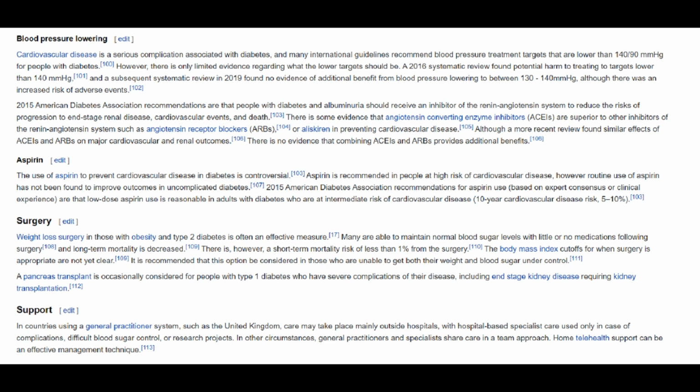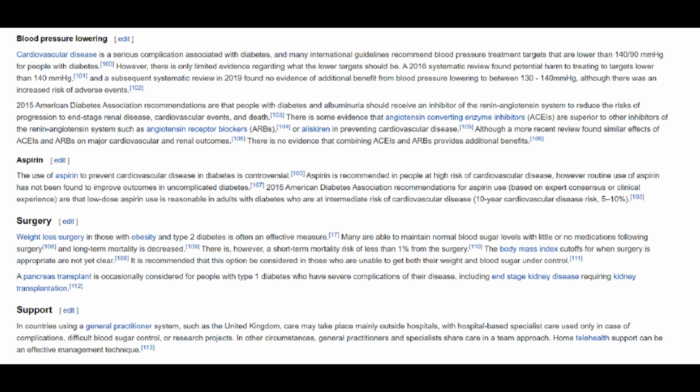Surgery. Weight loss surgery in those with obesity and type 2 diabetes is often an effective measure. Many are able to maintain normal blood sugar levels with little or no medications following surgery. And long-term mortality is decreased. There is, however, a short-term mortality risk of less than 1% from the surgery. The body mass index cutoffs for when surgery is appropriate are not yet clear. It is recommended that this option be considered in those who are unable to get both their weight and blood sugar under control.